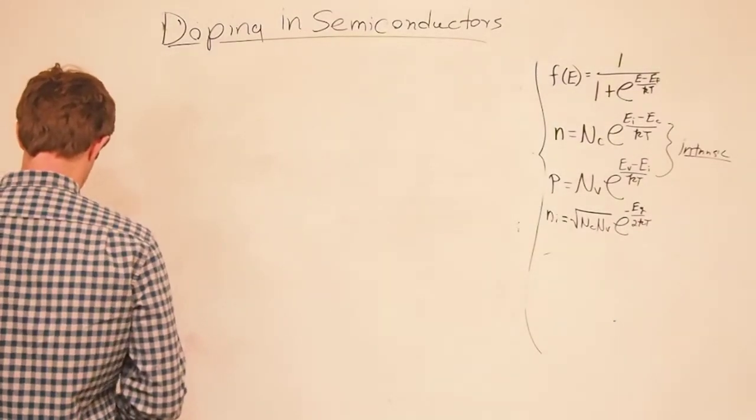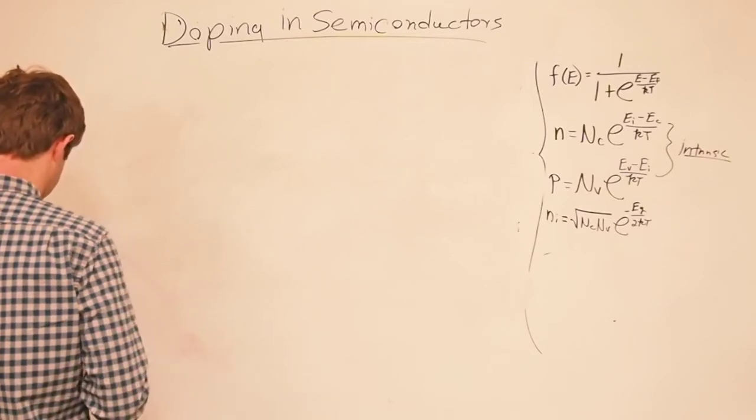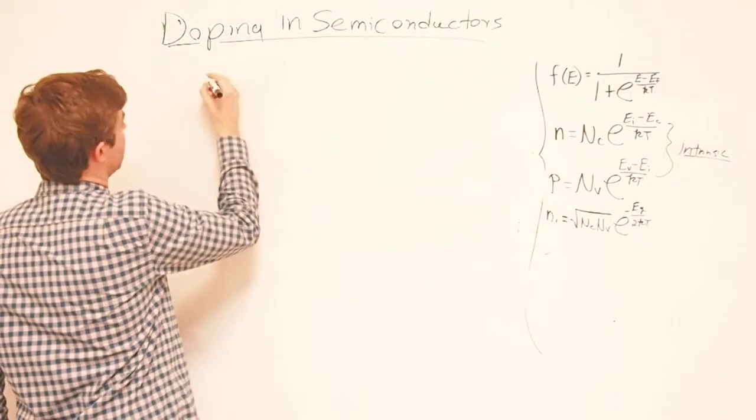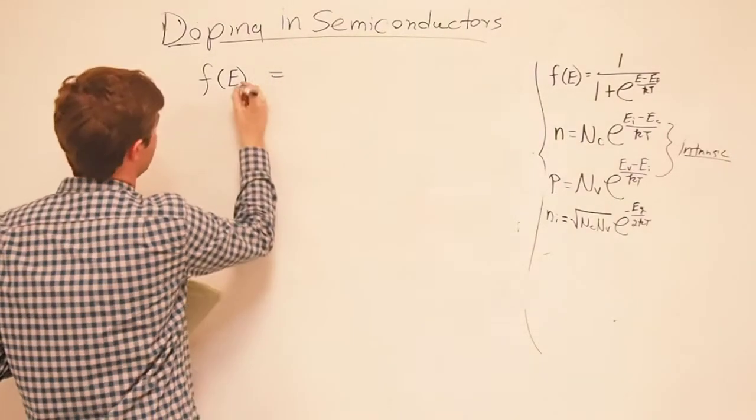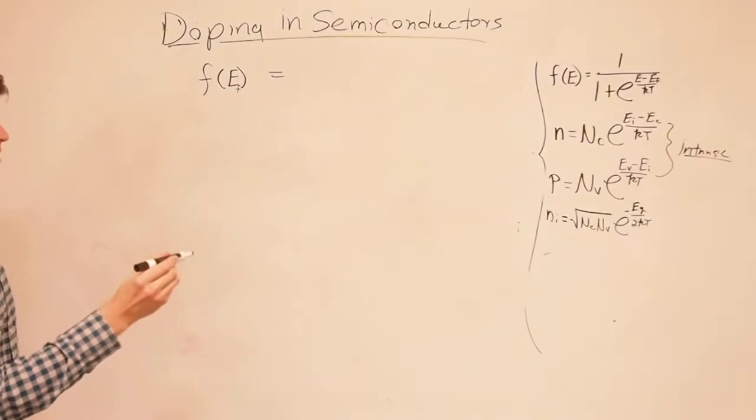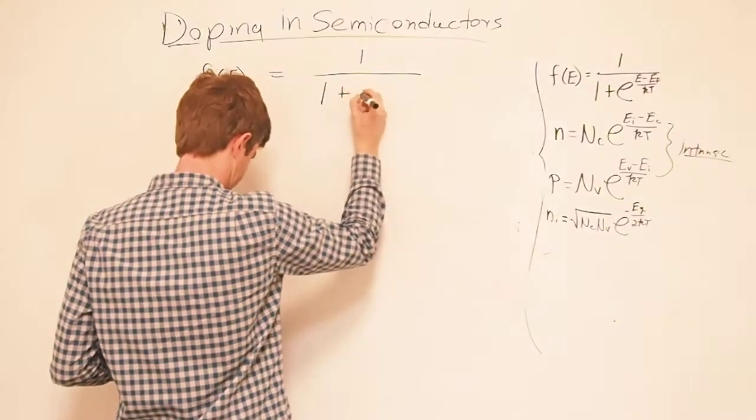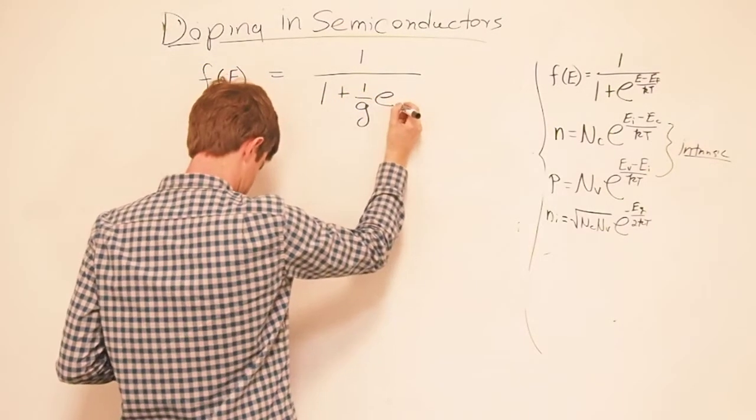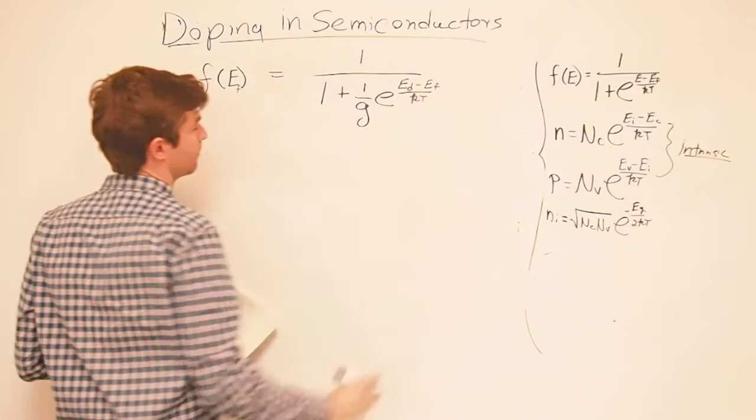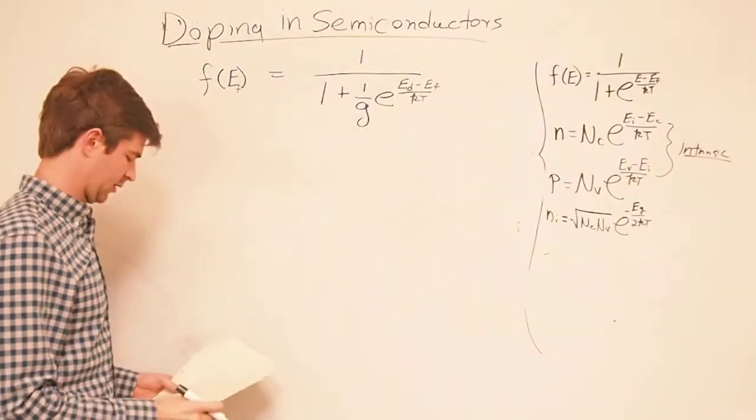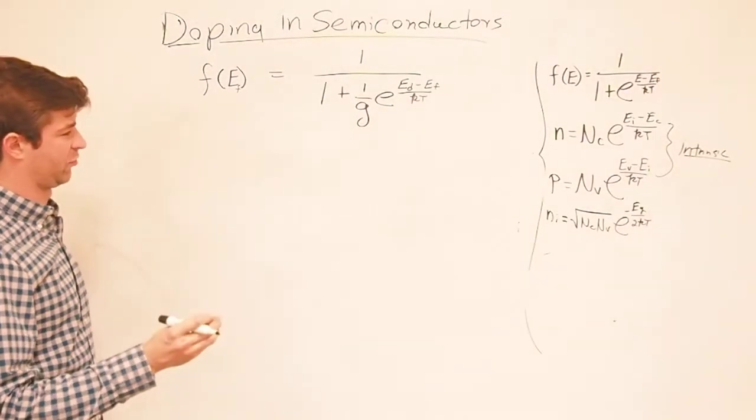So we want to get that Fermi level to go up, right? So we're going to introduce the Fermi function again, but we're going to make a little addition to it. So F of E becomes, I'm going to call it F of EF, because now the Fermi level is going to change since it's no longer intrinsic, right? 1 over 1 plus 1 over G e to the ED minus EF over kT. So this is the probability that a donor state will be occupied by an electron, right?